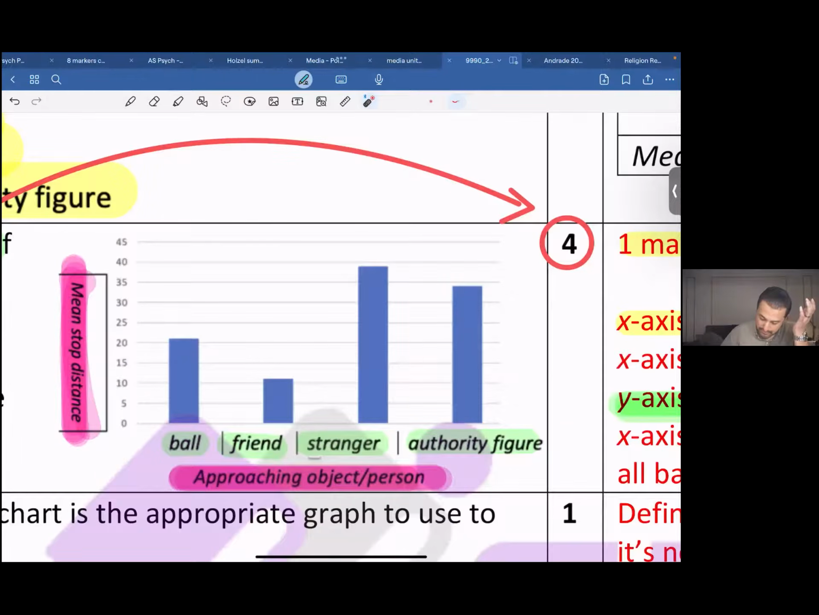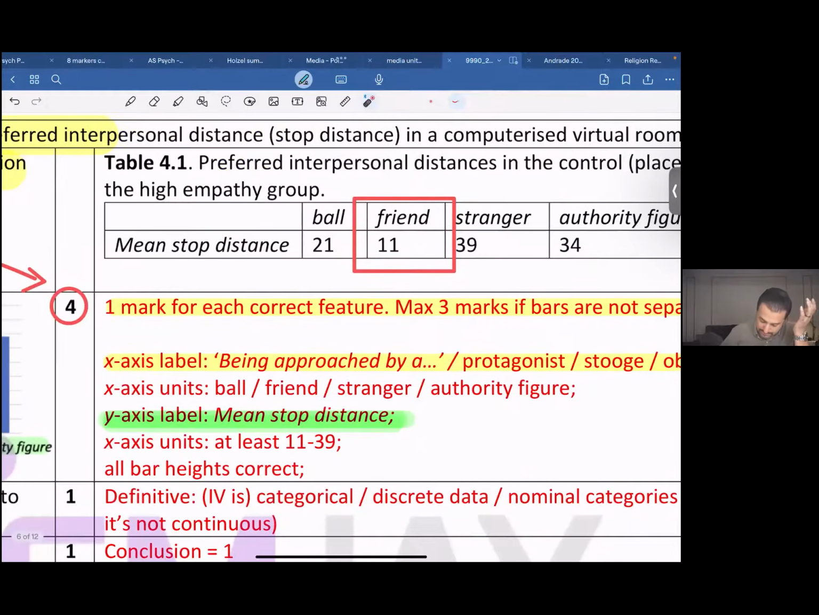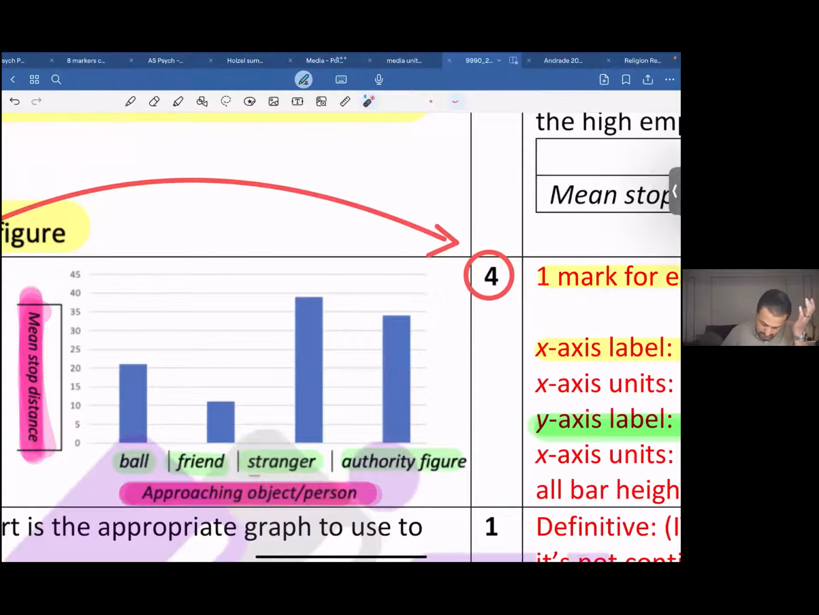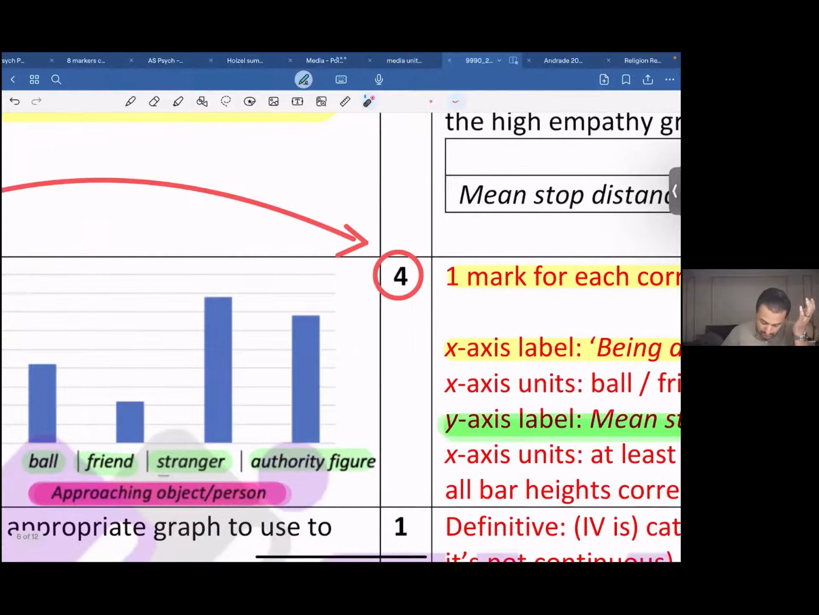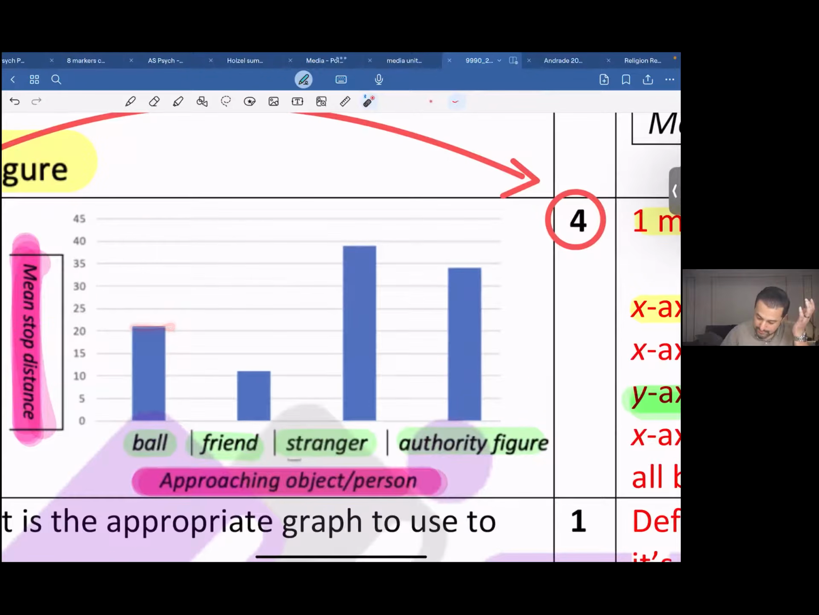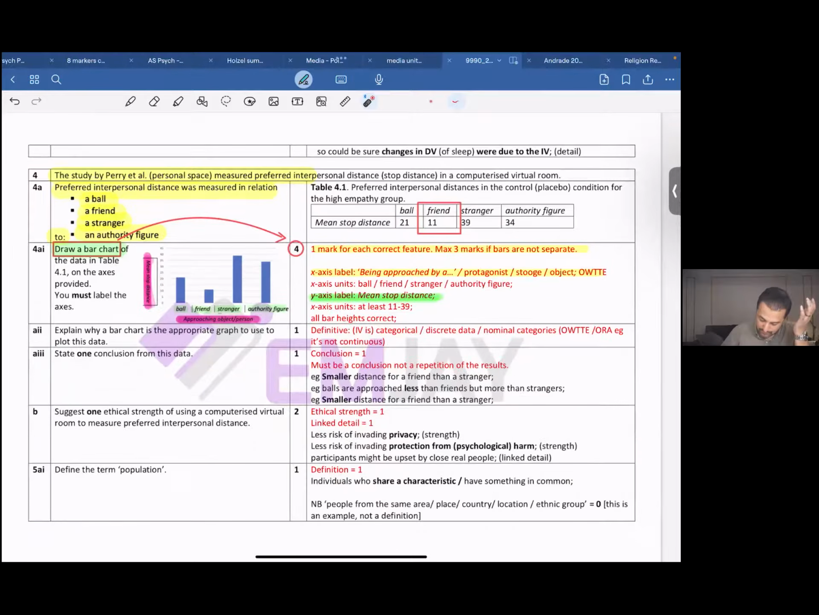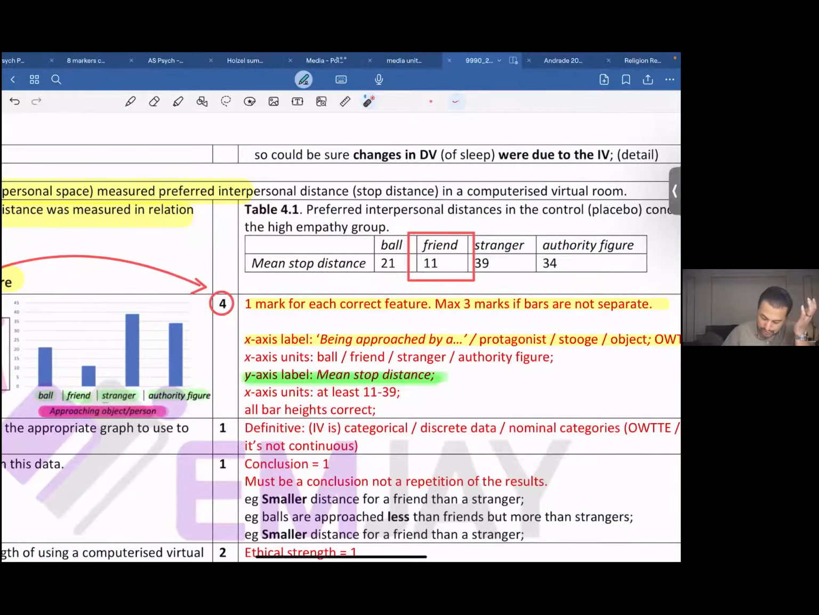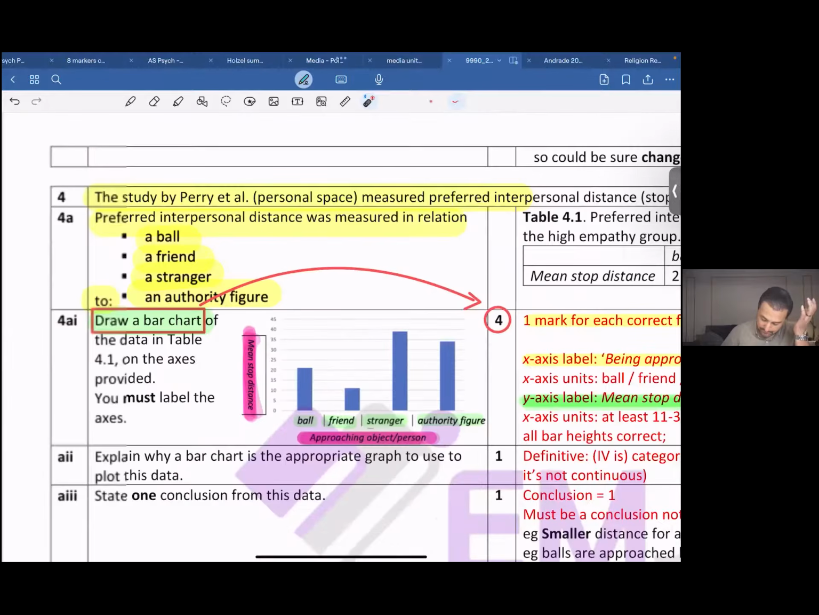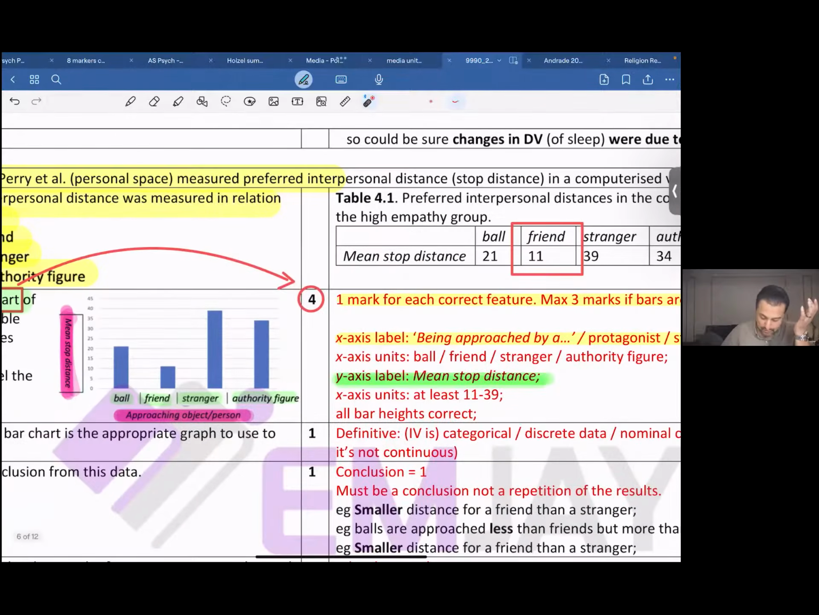The second over here is a ball. Sorry, ball is 21. So this is 21. The third over here is authority figure 34, a little short on 35. And the fourth is the stranger 39, a little short on 40.